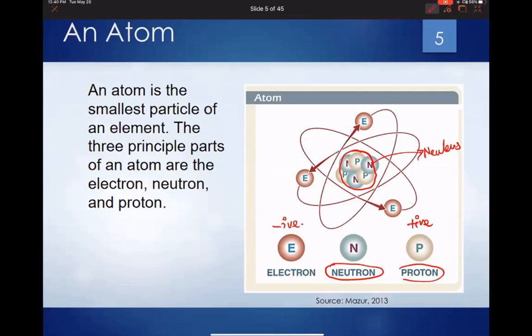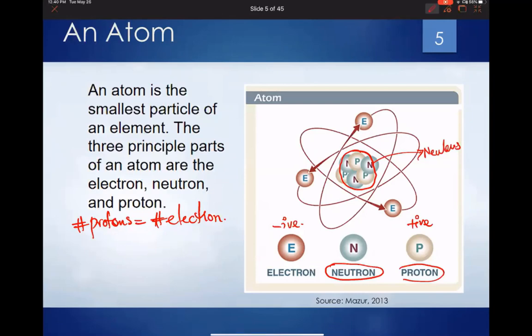In a stable atom, your number of protons and number of electrons are always going to be the same. So your number of protons is always going to be equal to the number of electrons. If you take the example of hydrogen, which has an atomic number of 1, it means it has one proton, and that would also mean it has one electron.